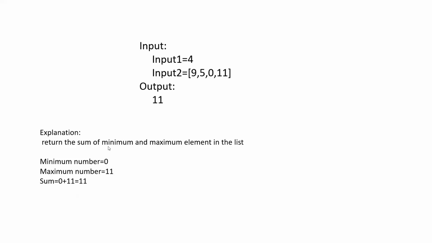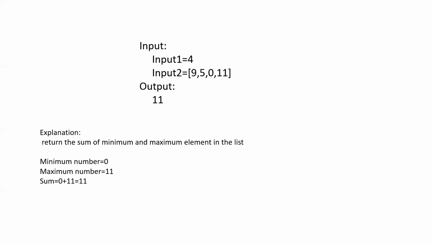Looking into the explanation part, return the sum of the minimum and maximum element in the list. So we need to return the sum of the minimum element in the list and the maximum element in the list. Considering this as an example, in this list, 0 is the minimum element and 11 is the maximum element. So the sum of 0 plus 11 is equal to 11 itself.